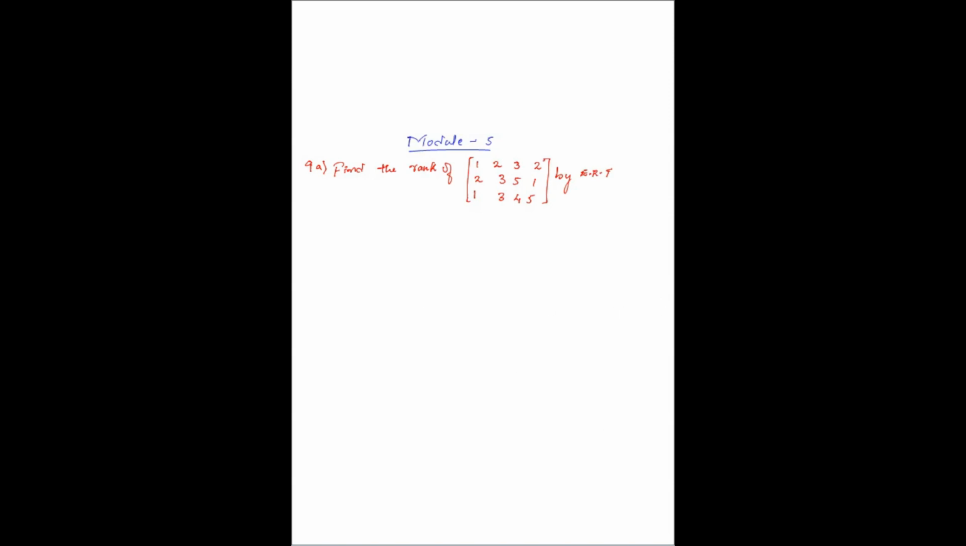When this kind of problem is given in your exam, start the solution by considering the given problem as a matrix A equal to 1 2 3 2, 2 3 5 1, 1 3 4 5. First, observe whether the leading entry, the first row first element, is non-zero. That should always be non-zero.